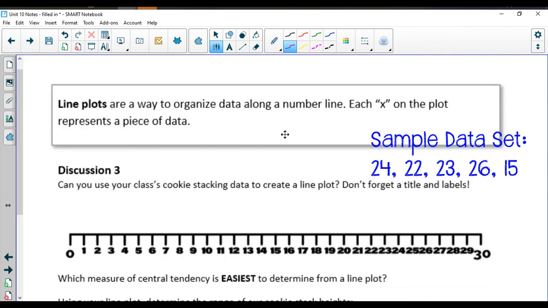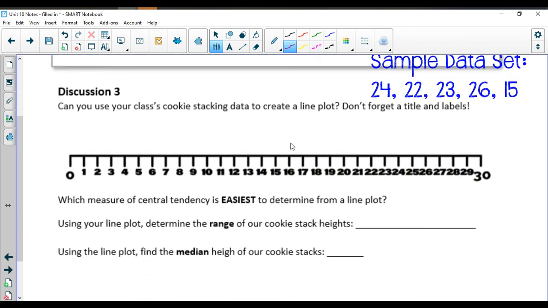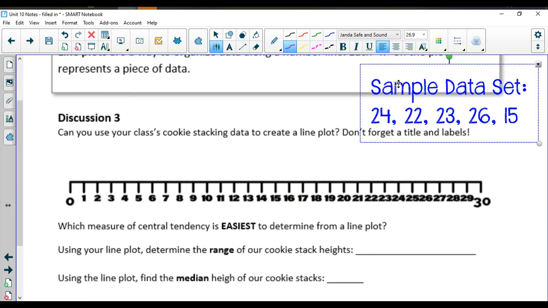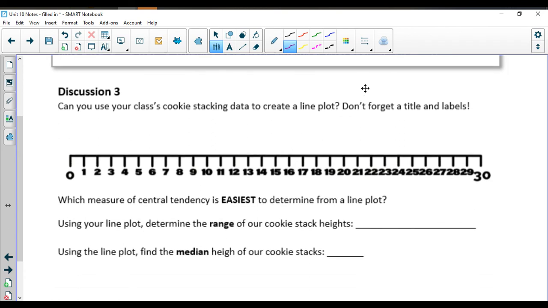Line plots are a way to organize data along a number line. Each X on the plot represents a piece of data. We can use our class's cookie stacking data to create a line plot, and we're not going to use this sample data set. We're going to cross this out here. So we have our data, and we're going to put little X's here.